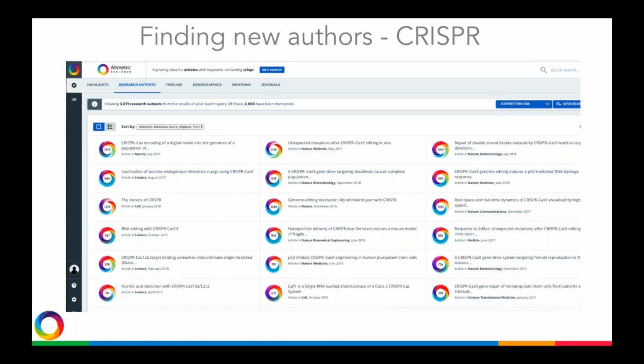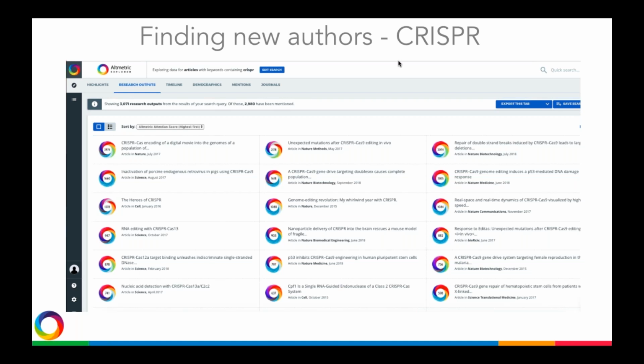And so all I've done here is a very, very simple search. I've looked for articles with the keyword containing CRISPR, and I've looked at the research outputs that correspond to that. I haven't had to filter on anything else. This is already set to altmetric attention score. It's showing me the highest first, and I now see this in order.